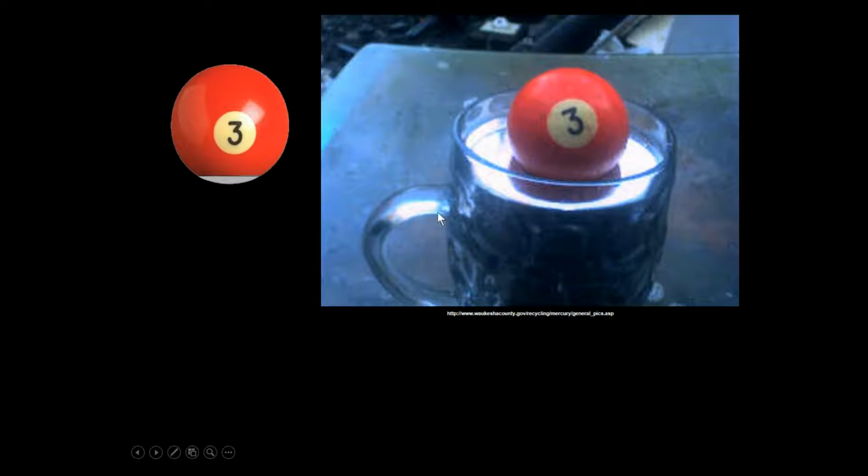A billiard ball in a mug of mercury. Don't drink the stuff. But this little sliver of mercury that is displacing weighs as much as the entire ball there.